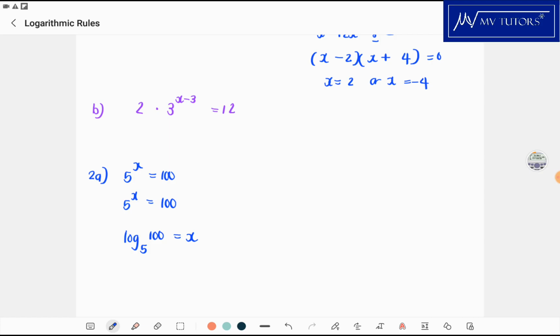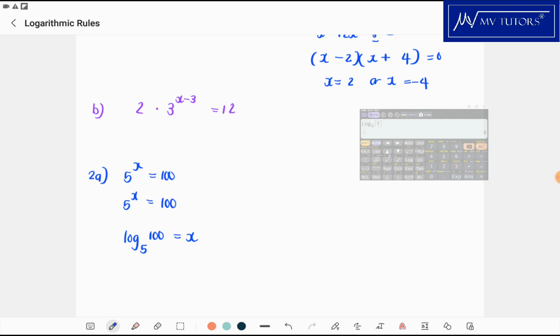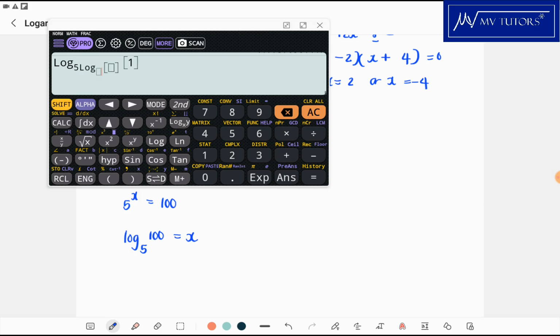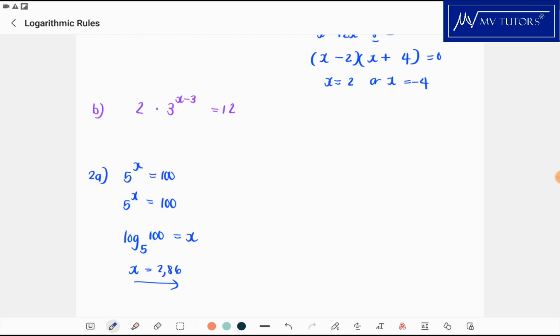Okay. And can I do anything more? I'm just going to look at the answer here. I can't think of what the answer could be just by looking at it. So, yeah, I wouldn't have known. So basically x is 2.86. And there we are.